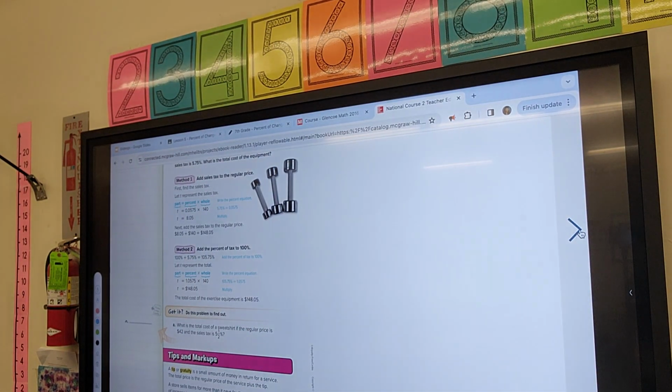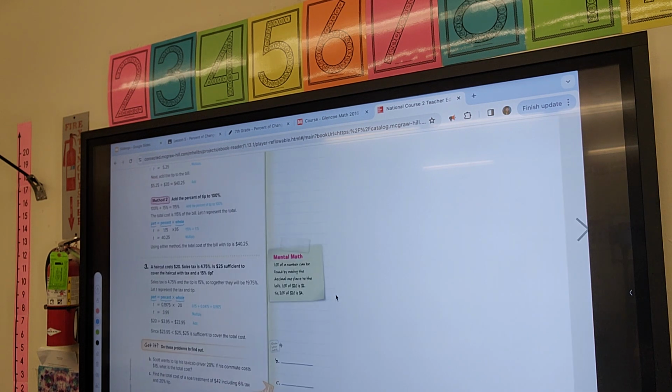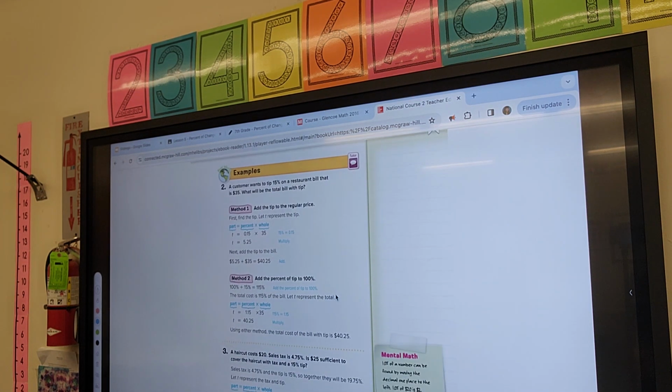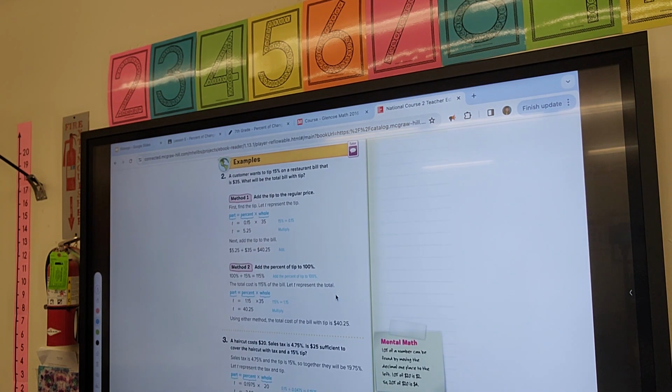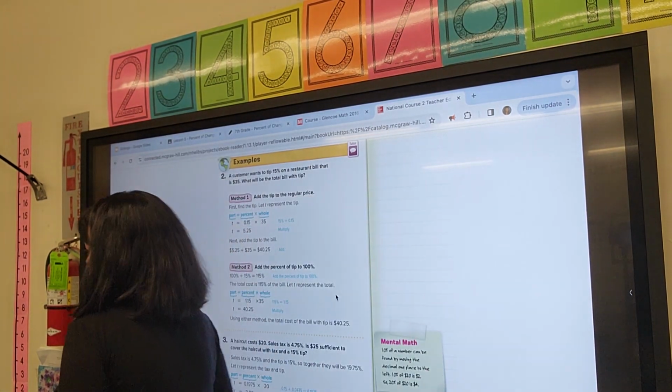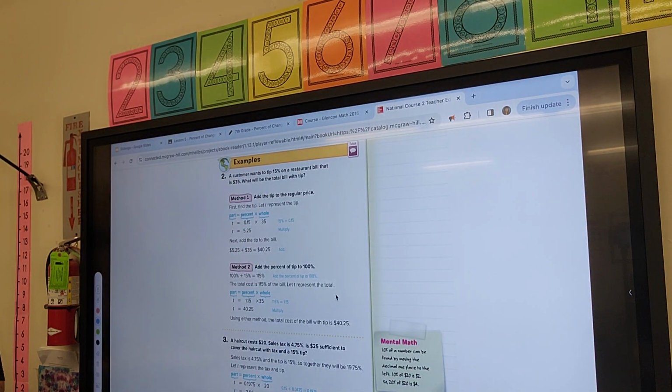So let's look at the next page. We're gonna practice this now in example 2. And I need you guys to look up at the board so you know what to do. So a customer wants to tip 15% on a restaurant bill that is $35. What will the total tip be? Or what will the total bill be with the tip included?